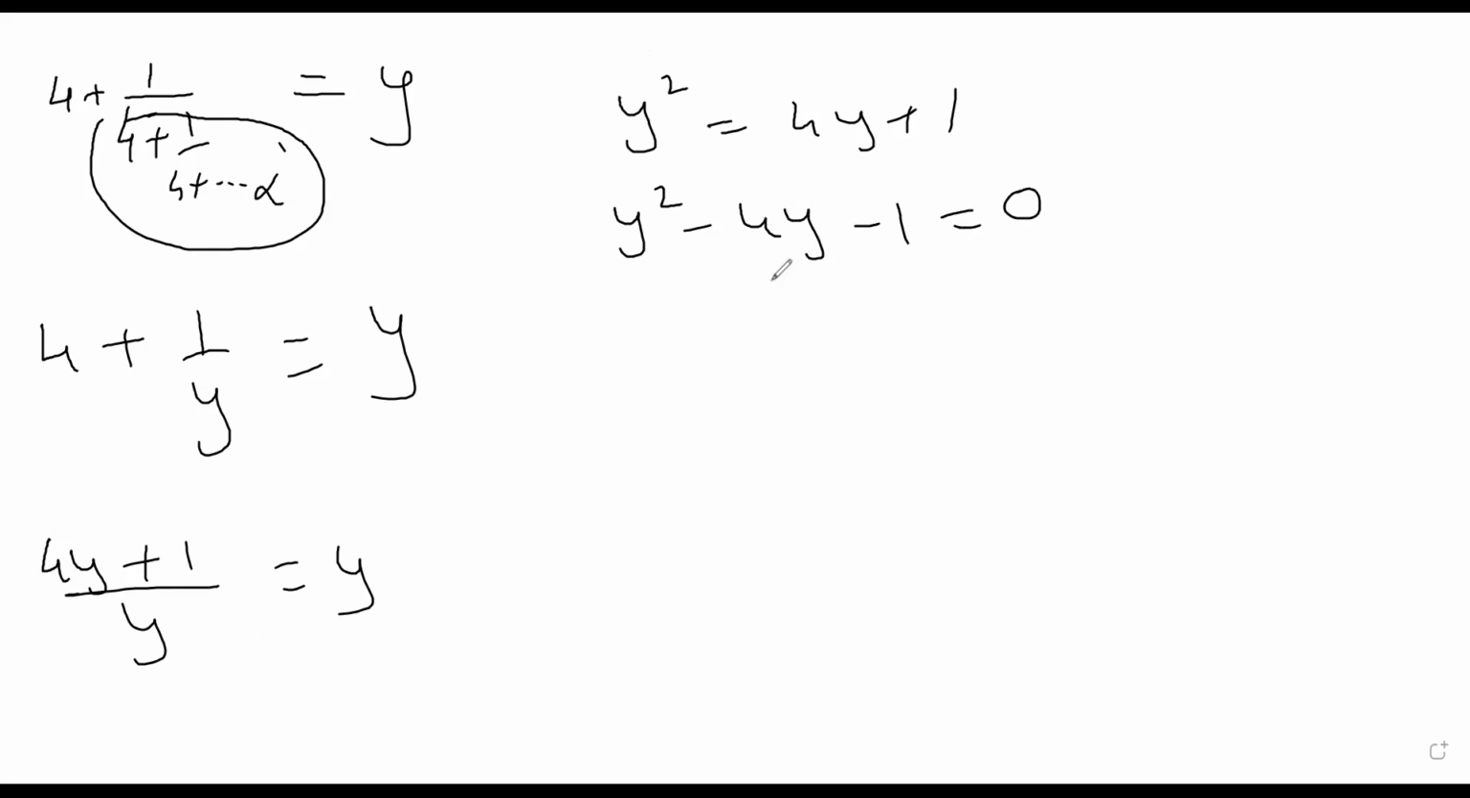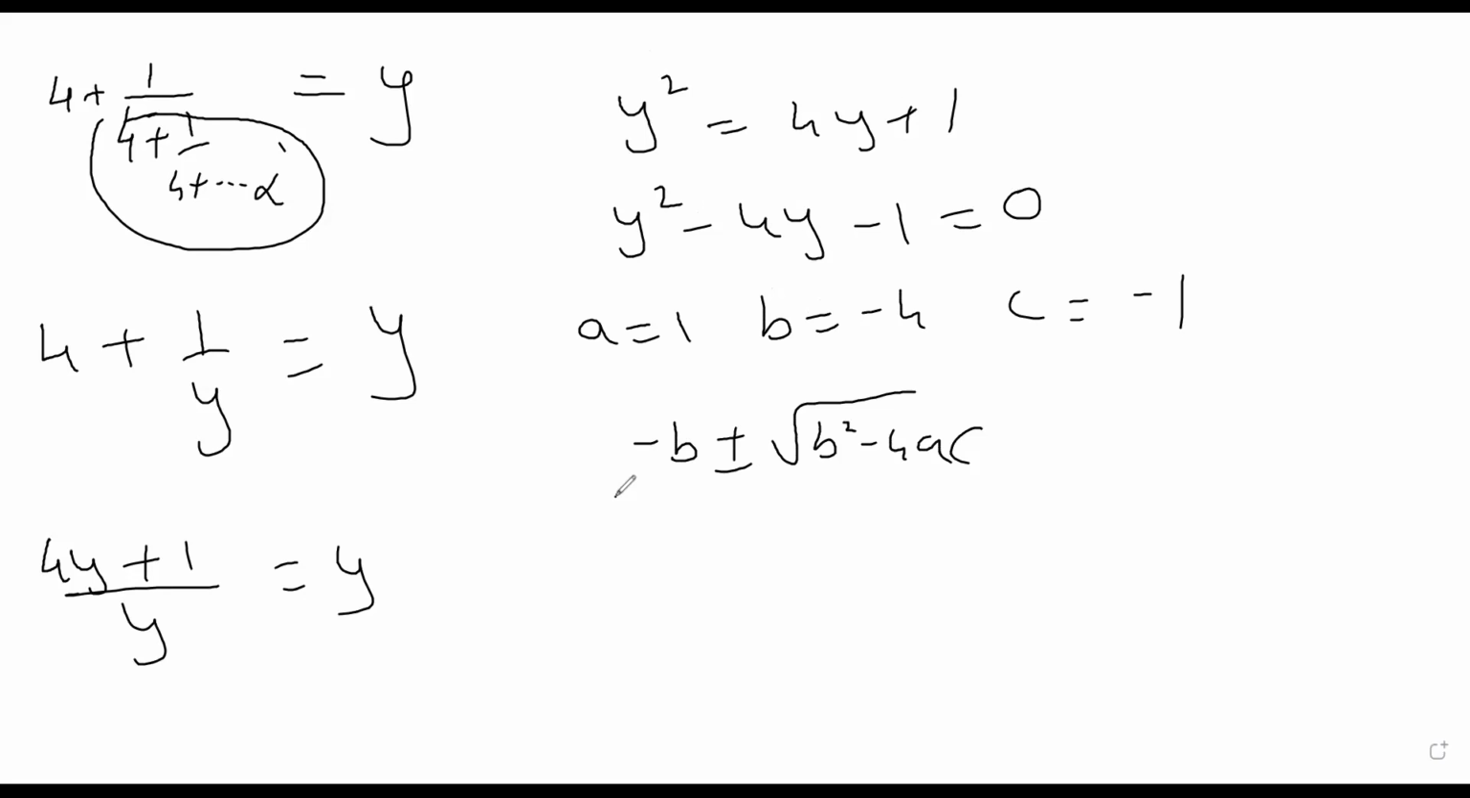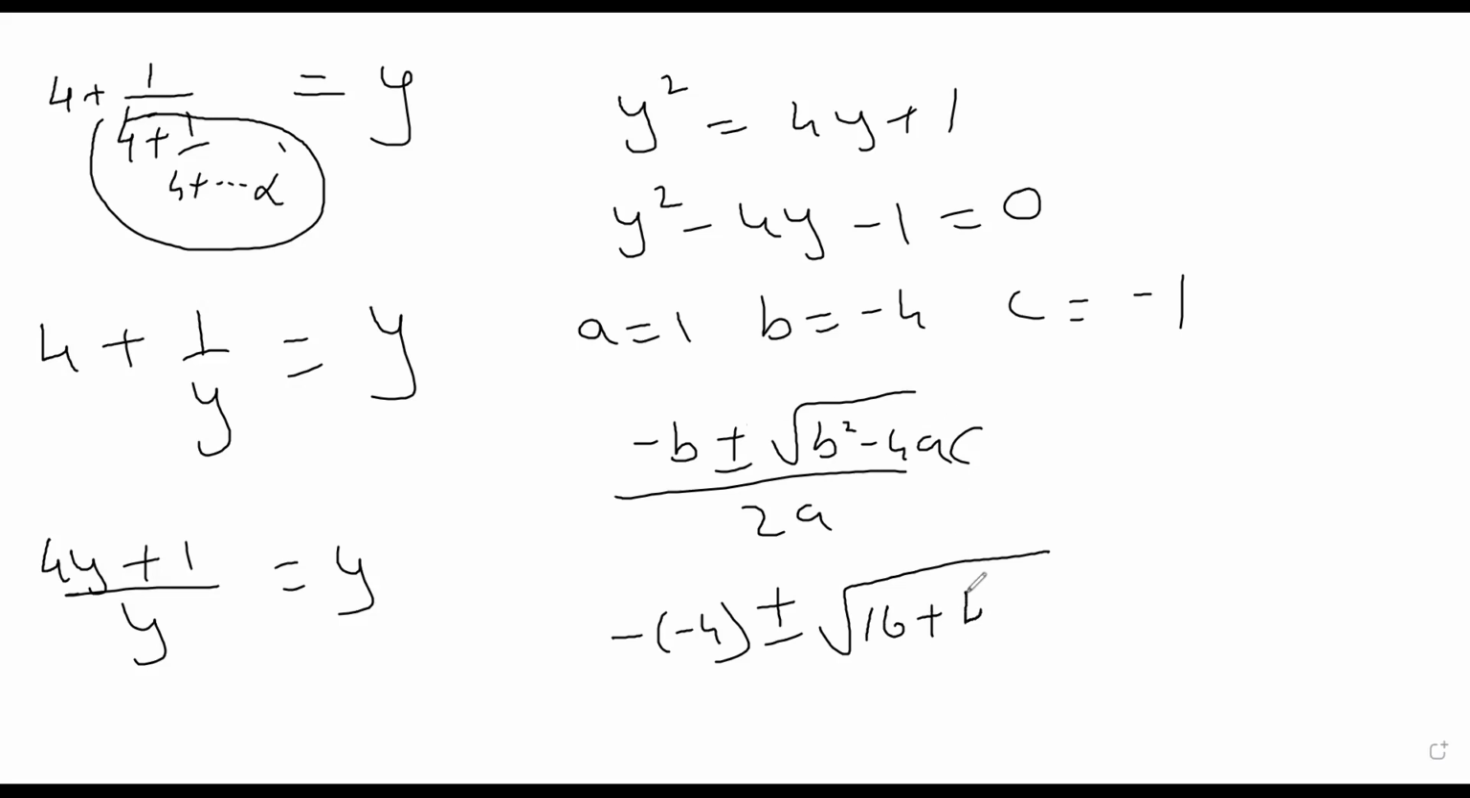अब इसके अगर रूट्स निकालने हैं तो हम लोग डायरेक्टली जाएंगे. a is equal to 1, b is minus 4, c is minus 1, and your roots will be, see, roots of quadratic equations are minus b plus minus under root b square minus 4ac upon 2a. So it is minus of minus 4 plus or minus under root minus 4 square, that is 16, minus 4 into 1 into minus 1. So it will become plus 4.